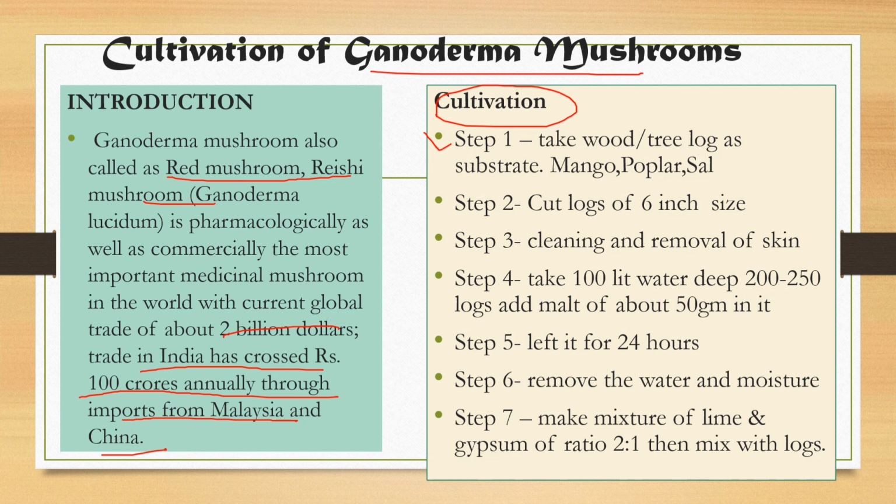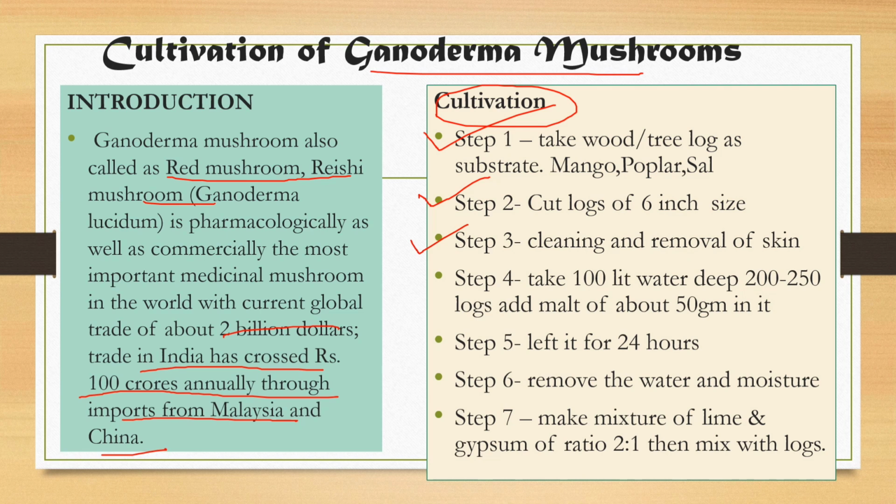First, take woods or tree logs as a substrate. Select mango, poplar or sal woods because they have 0% oil content. If oil is found, the fungus will not grow. Then after selection, cut the logs to 6-inch size. After that, clean and remove the skin or bark, and then treatment is done.